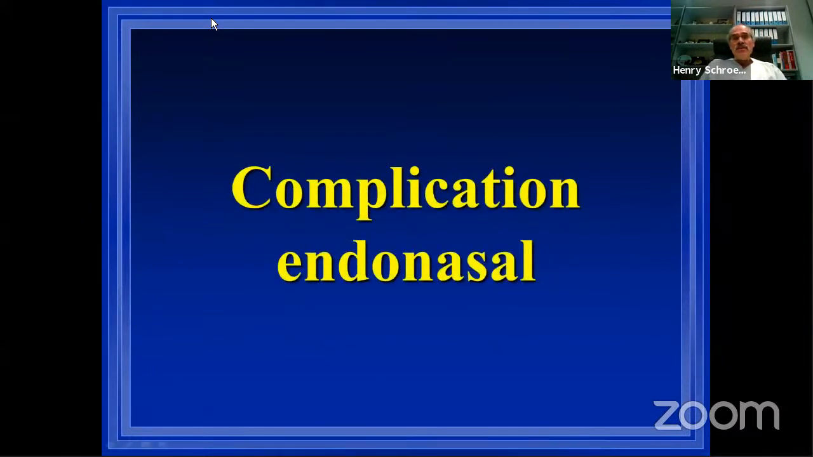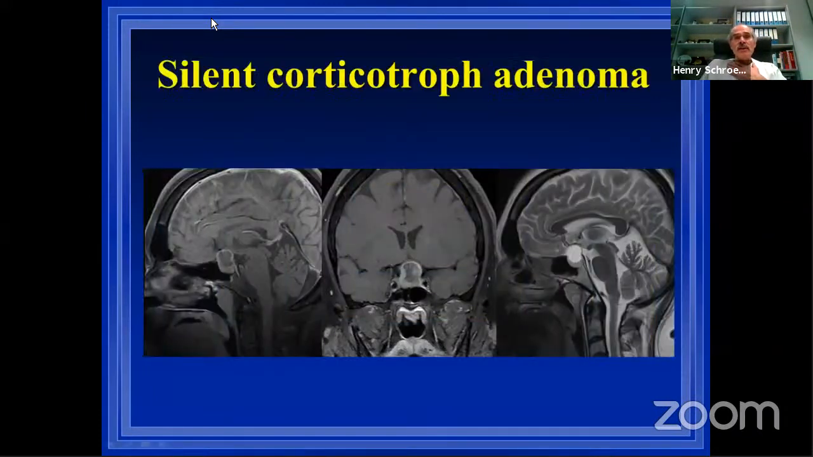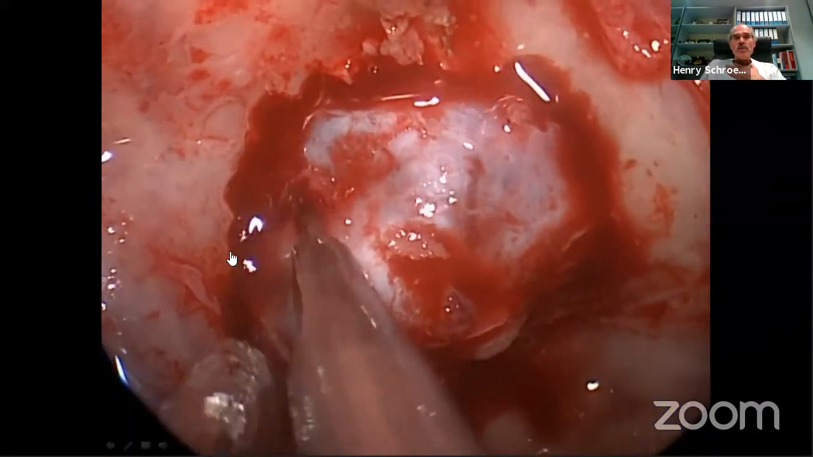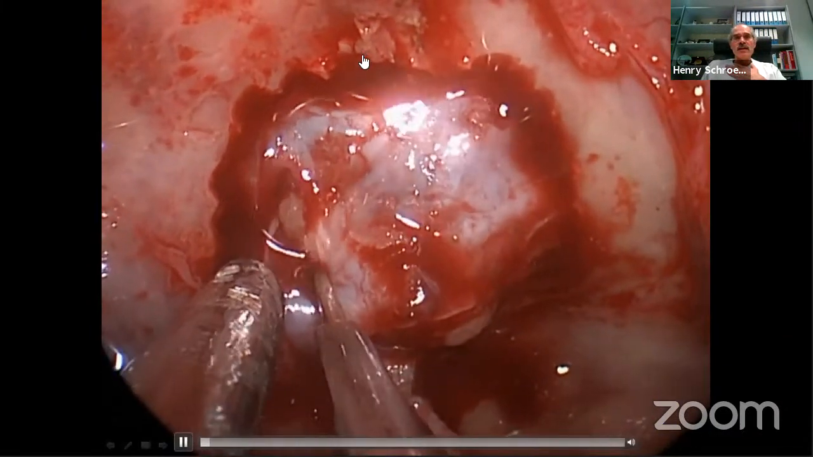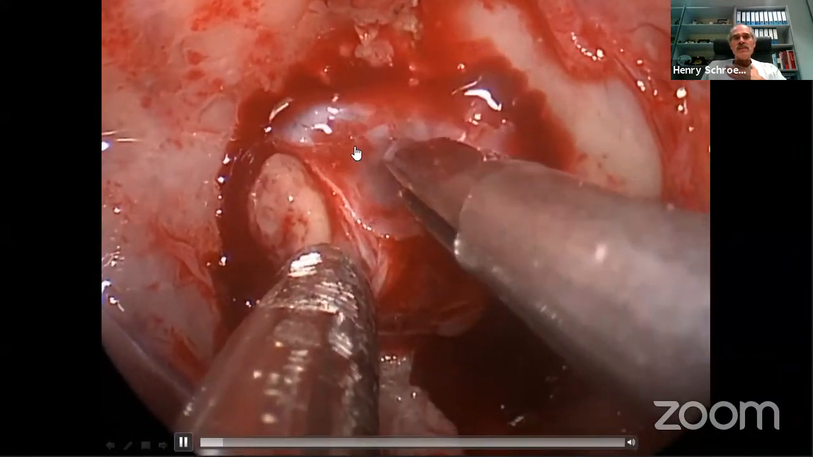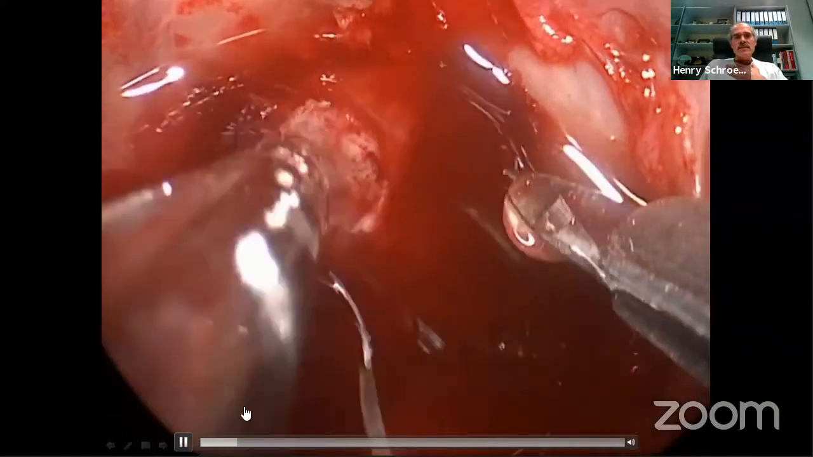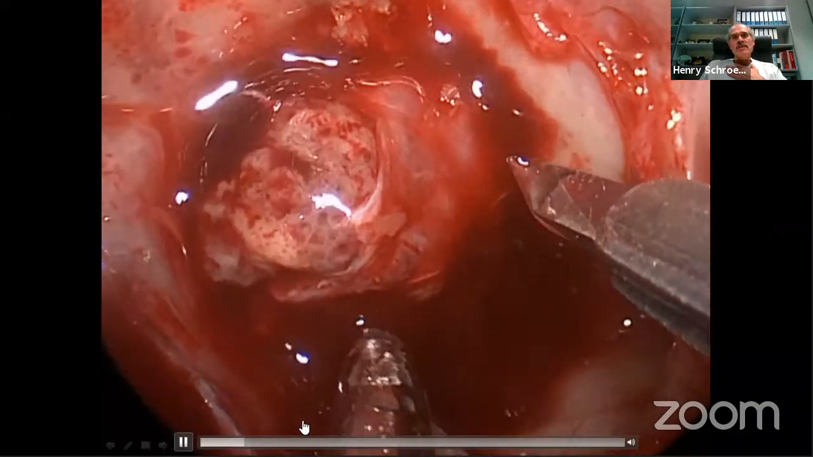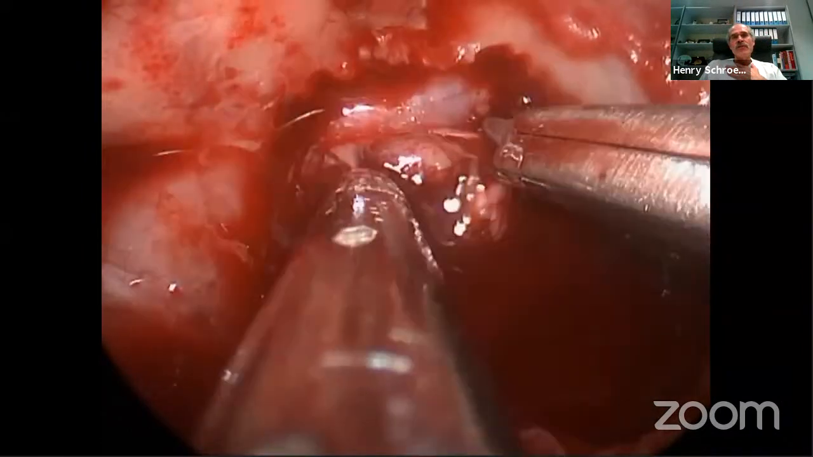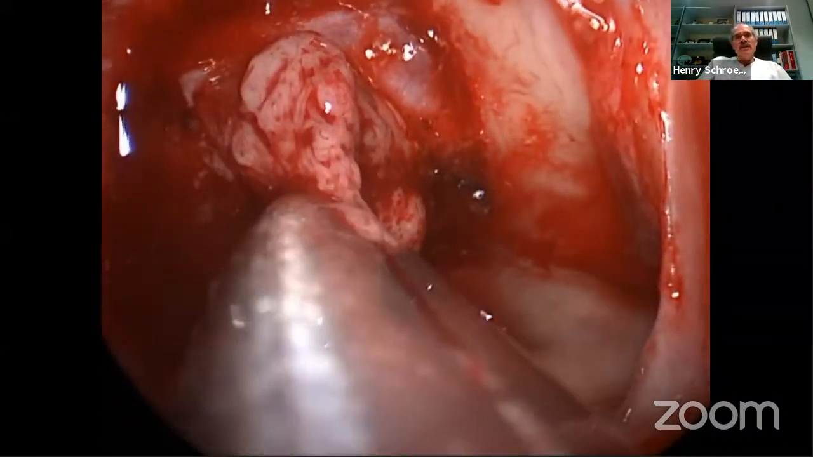Then complications for endonasal surgery, I want to mention two. One is the diaphragma decision. You see, this was a non-secreting adenoma, and it goes far up. So we make a standard approach, and as I usually cut, I stay under the tuberculum, far under the tuberculum, because I think this is safe. But in this case, you see immediately CSF leakage occurred, because obviously the diaphragma origin is much lower than expected from the pre-op MR image.